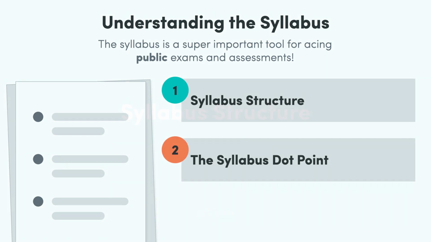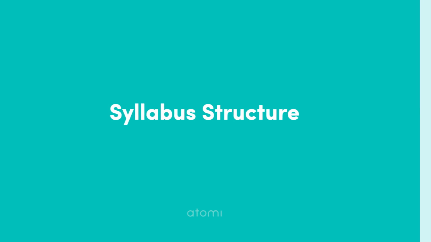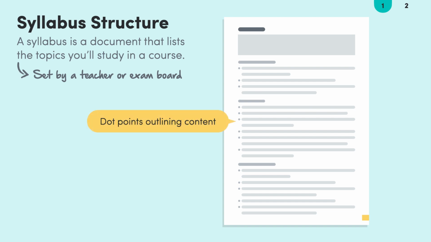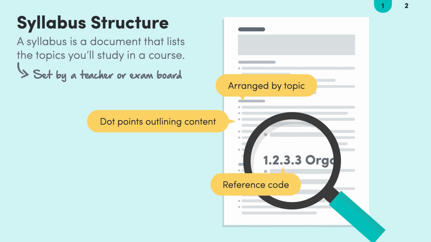So, let's get started. A syllabus is basically a document or plan which is set out by a teacher or exam board. It lists all of the topics you're going to need to study in any given course. Now, most syllabuses are made up of a series of dot points. These dot points are usually arranged by topic and follow on from each other in a pretty logical order. They might also be given a reference code based on their position in the syllabus.